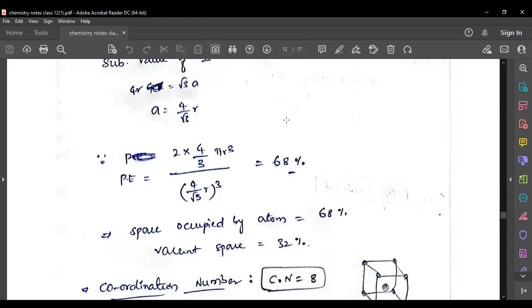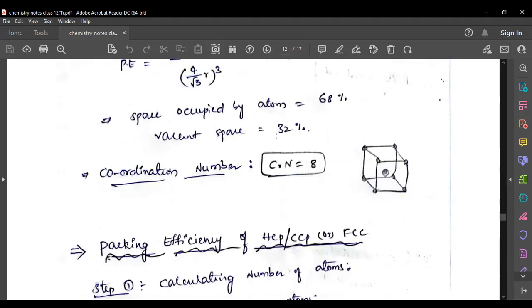If the packing efficiency is 68%, what is the vacant space? 100 minus 68, that is 32% vacant space in the case of BCC. Okay. Yes, sir. So the Z value will be 2 in BCC, and the relationship between edge length and r is 4r equals root 3 a. Good. So packing efficiency is 68% and vacant space is 32%.